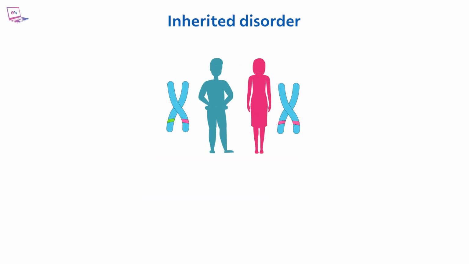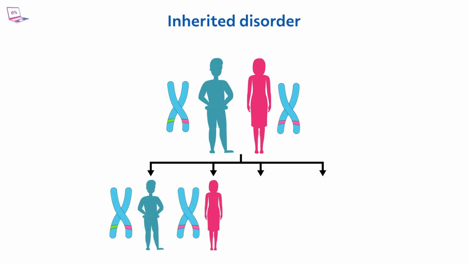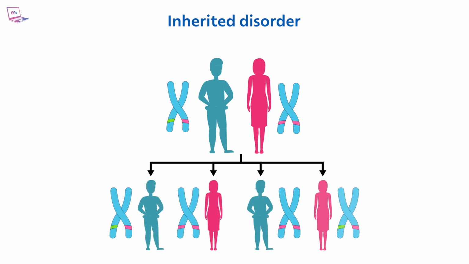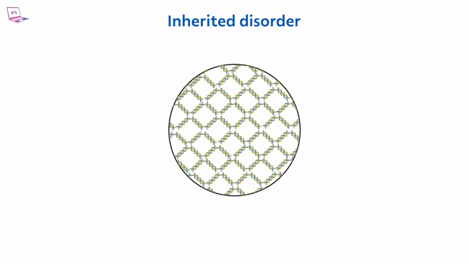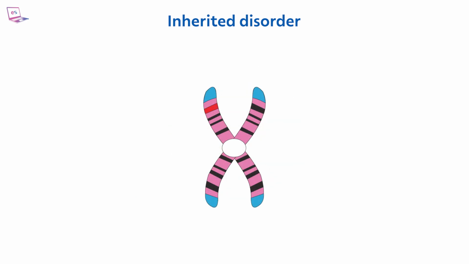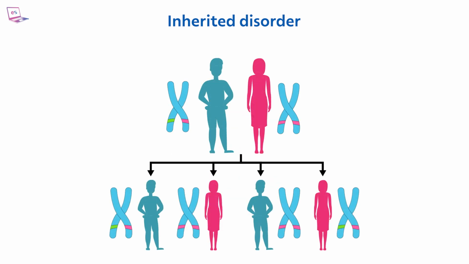Inherited disorder. An inherited disorder is a medical condition that occurs due to genetic abnormalities in a person's DNA or genome. It is also referred to as a genetic disorder. The causes of inherited disorders range from small gene mutations to entire chromosome changes. Inheritance of certain alleles can lead to the development of certain disorders.